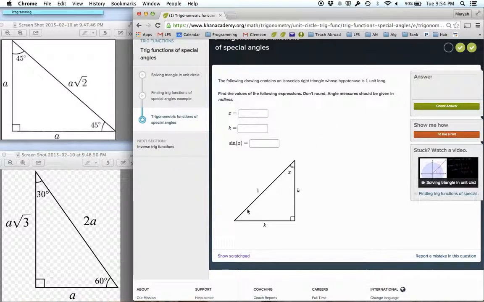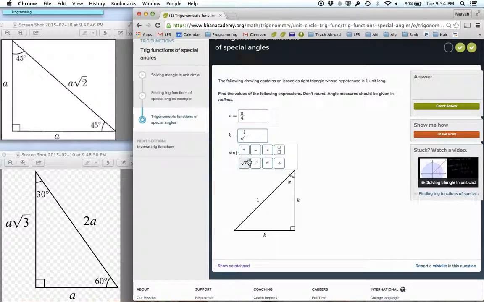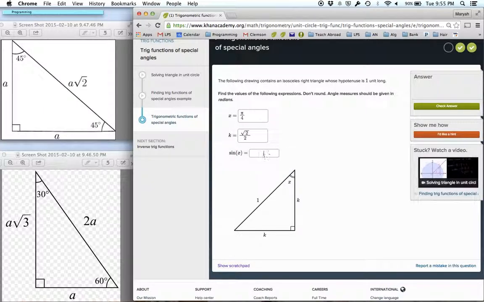Again, we've got another isosceles. So x will be pi over 4. Those are always going to be our angles when we're talking about an isosceles. K is going to be 1 divided by square root of 2. But we have to rationalize, so we end up again with root 2 over 2. So sine is going to be root 2 over 2 divided by 1, which is just root 2 over 2.